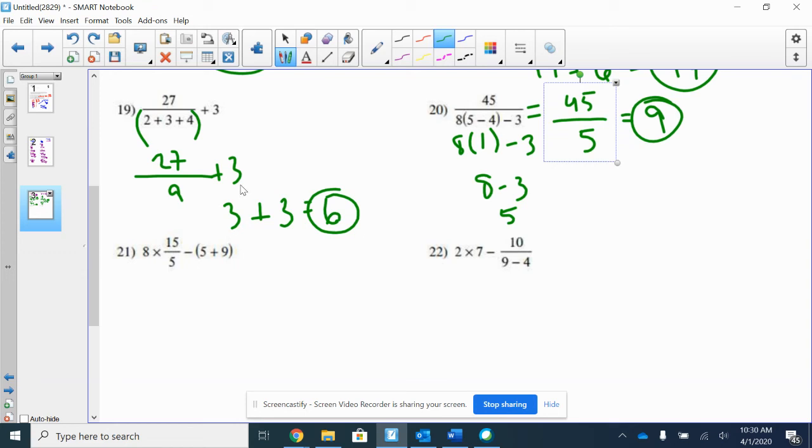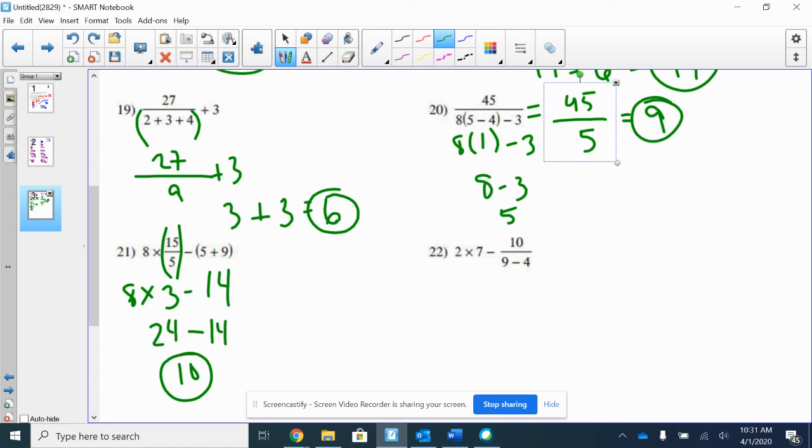Number 21, I have multiplication, division, subtraction, addition, parentheses. Let's solve our parentheses first. And right away, we can also do this. We can simplify 15 divided by 5, which is 3. Just bring everything else down. So I have 8 times 3 minus 14. Multiply before subtract. So I have 24 minus 14 gives me 10.